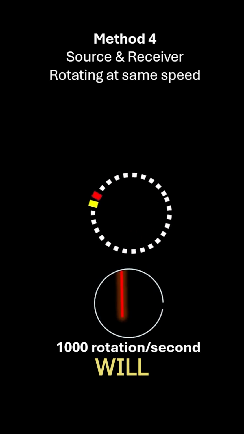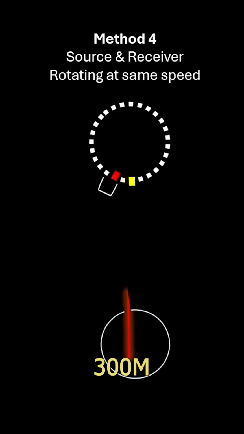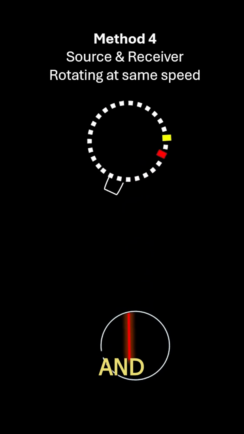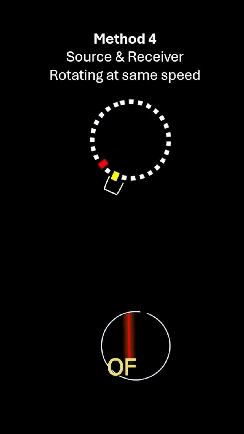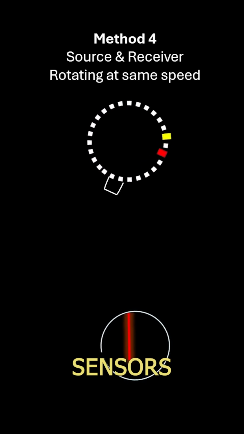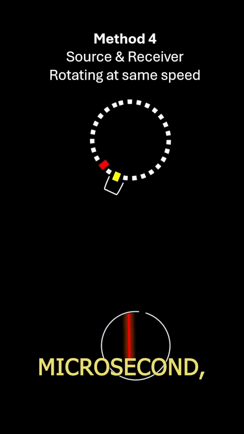Now, in order to measure the speed of light, we'll move it away 300 meters or more, and thus it should hit the next sensor, because we are already aware that the difference between two sensors at this particular rotational speed is 1 microsecond.